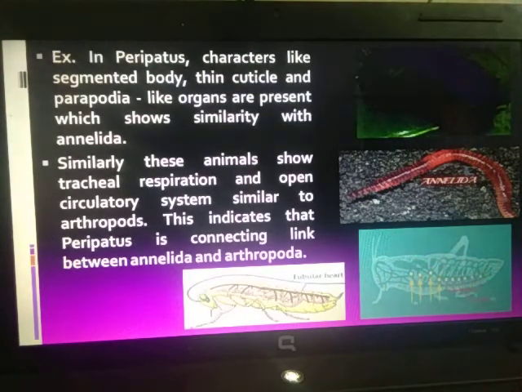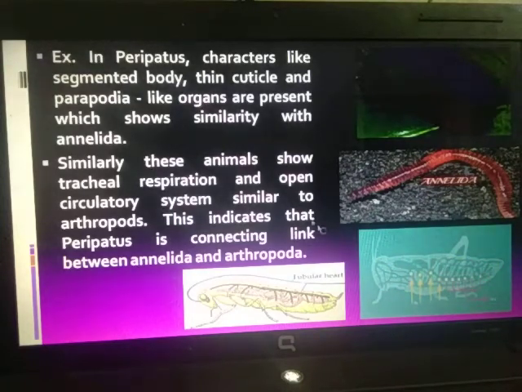Fine. So it can be called as the connecting link between an annelid because it has segmented body, also thin cuticle like structure, and parapodia like organs which are used for locomotion, that is for movement, as well as it shows similarity with the arthropods by having this type of respiration called as tracheal respiration and open circulatory system. So it becomes the connecting link.